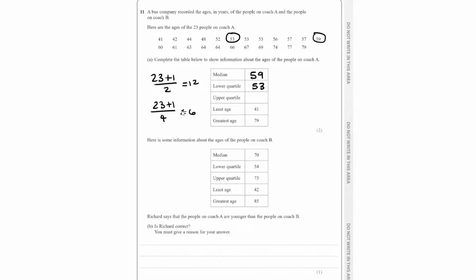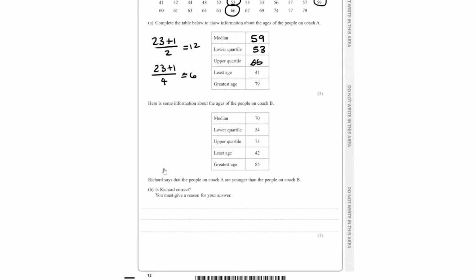Now for the upper quartile, you can count 6 back from the end. Yeah, exactly. You can count backwards. Or if you want to know 3/4, obviously just times that by 3, which is number 18. So I'd probably just count back 1, 2, 3, 4, 5, 6, 66. So that's it for part A, 2 marks.